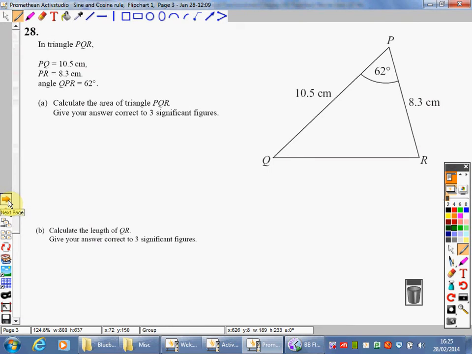Right, here comes another question. In triangle PQR, now here's the information written down, but here's the information in a picture. I much prefer the pictures. First of all, calculate the area of triangle PQR. Well, we knew the formula for that from the last page. You get it on the exam paper.